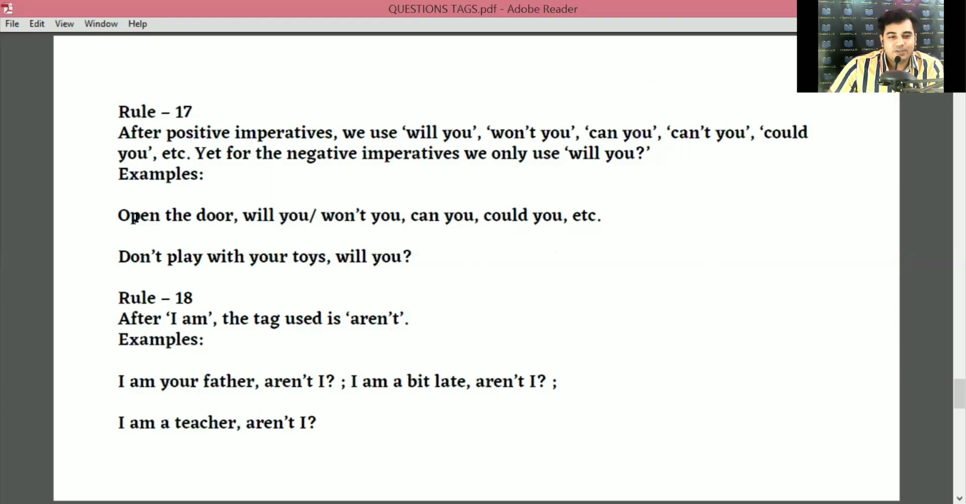All right, so we are talking about the imperative sentence. Open the door. Will you? Won't you? Can you? Could you? Don't play with your toys. So you can say, will you? Okay. Then rule number 18.